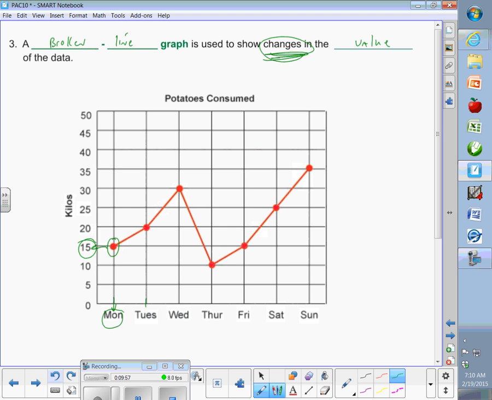Again, this line right here is Tuesday. You would not write the word Tuesday in between the blocks. That would be improper. That's not what it is. The line itself is Tuesday. So that dot is Tuesday, 20 kilos.